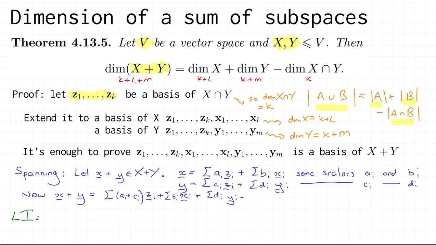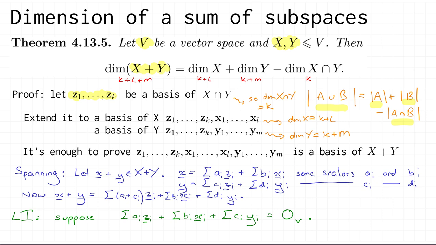So let's suppose that we have a linear combination of those things which is equal to the zero vector. So we'll suppose that the sum of ai zi, this sum going from 1 to k, plus the sum of bi xi, this sum going from 1 to l, plus the sum of the ci yi's, is equal to the zero vector in our vector space V. So here the ai and the bi and the ci are some scalars, and we have to prove that the a's and the b's and the c's are all zero. So how can I do this?